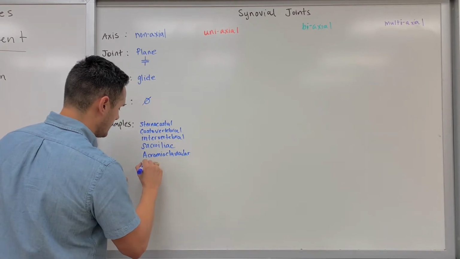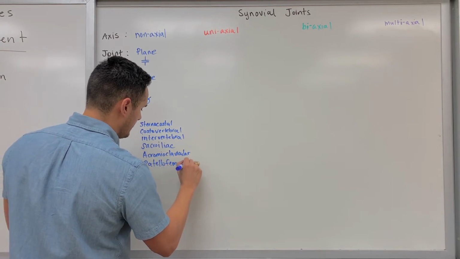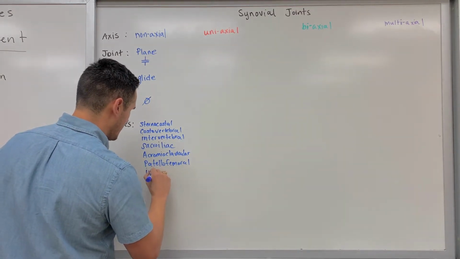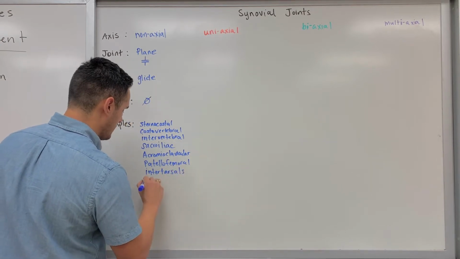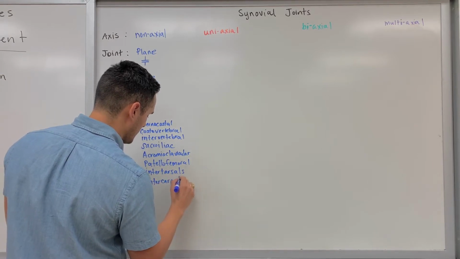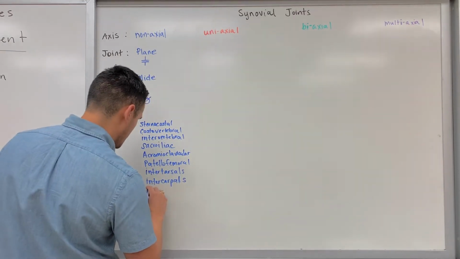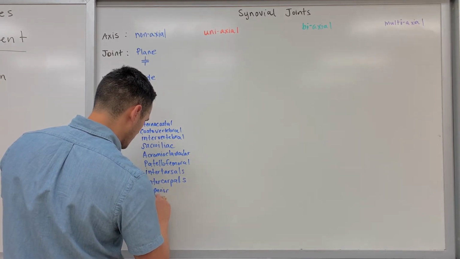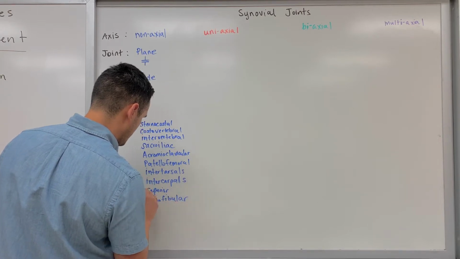The next one you can mention is the patellofemoral joint. This is between the patella and the femur. Then a couple other examples include the intertarsals. That's in between some of the foot bones, as well as the intercarpals within the wrist. One other joint to mention is the superior tibiofibular. That's in between the tibia and the fibula.